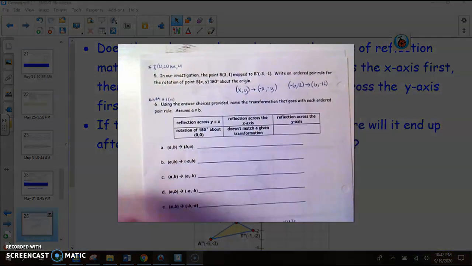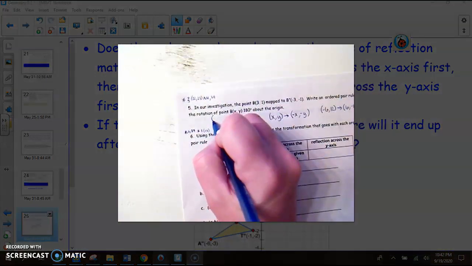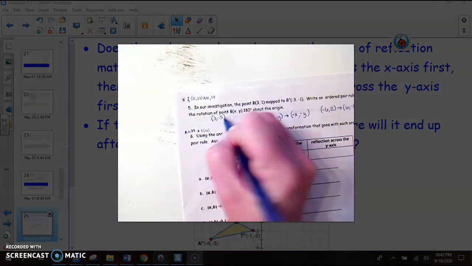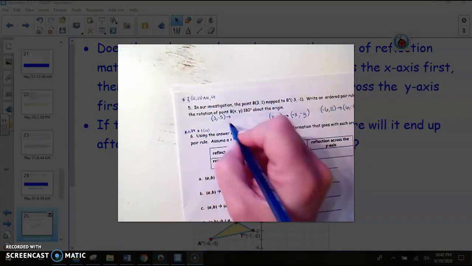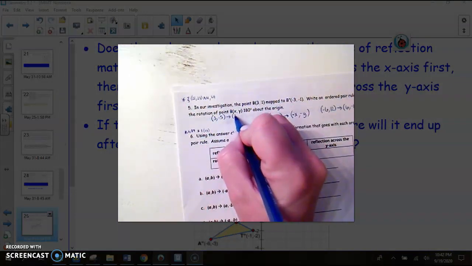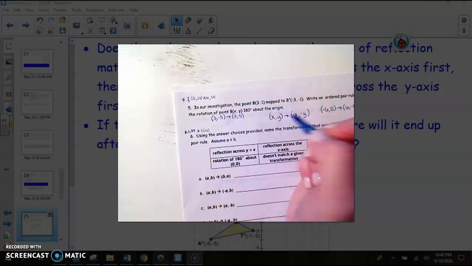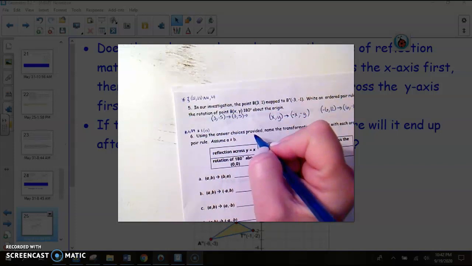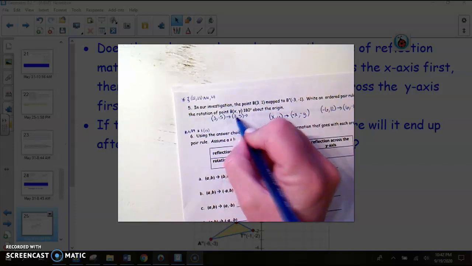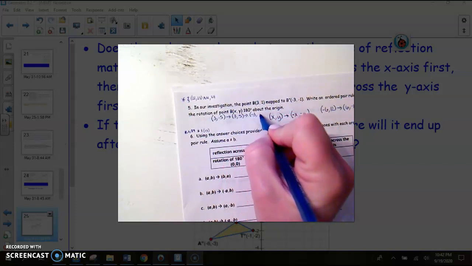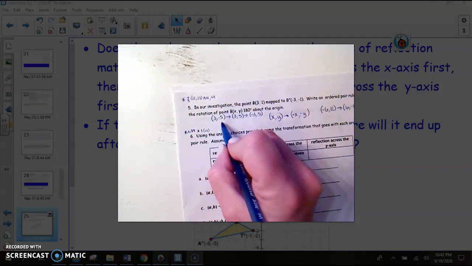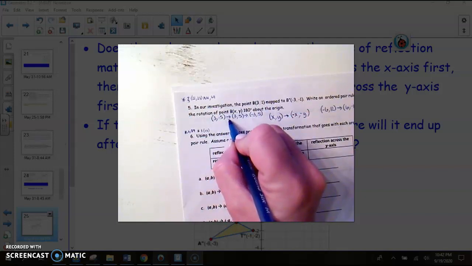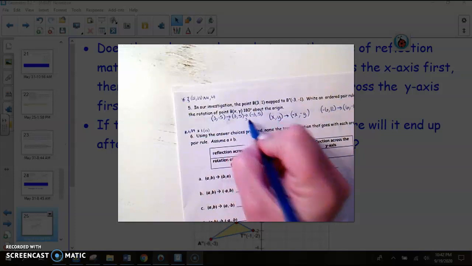So if I took the point 3, -5 across the x-axis, I know it's going to change the sign on y, so that's going to become 3, 5. If I take 3, 5 and I reflect it across the y-axis, it's going to change the sign on x, so it becomes -3, 5. So I first reflected across the x, and then I reflected across the y.